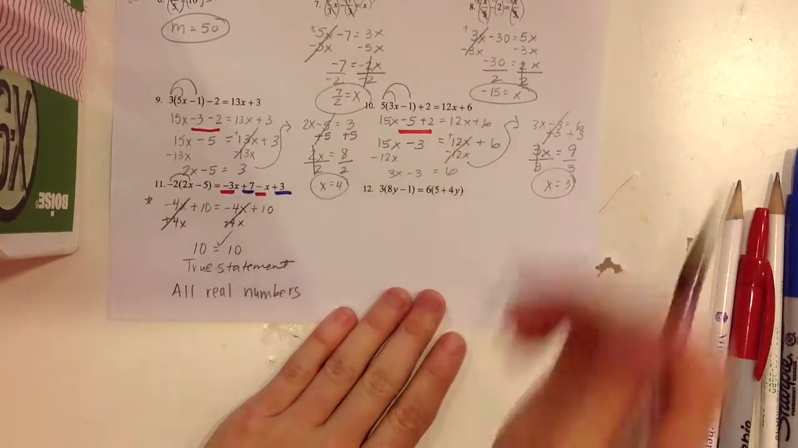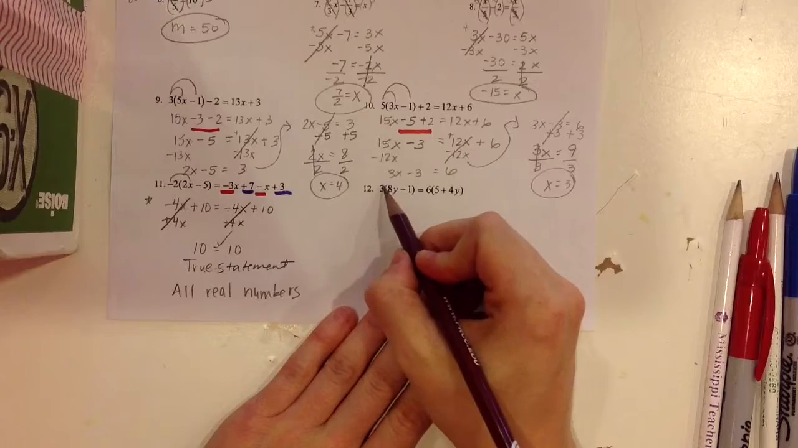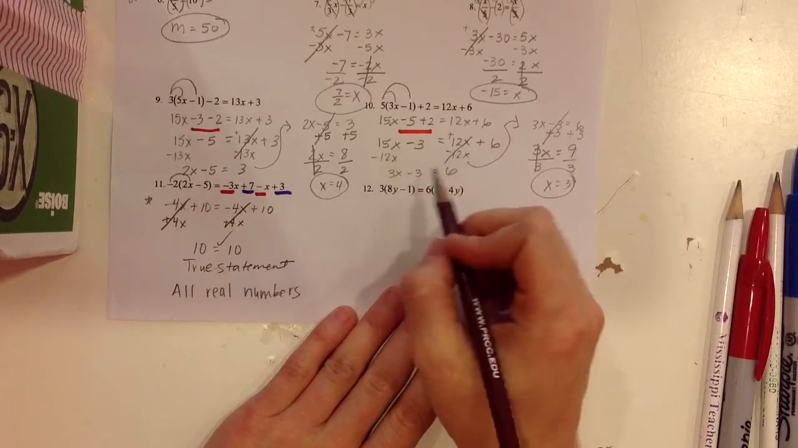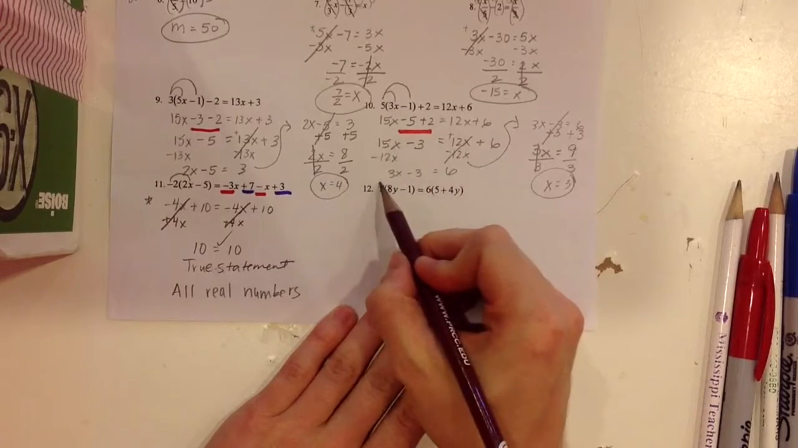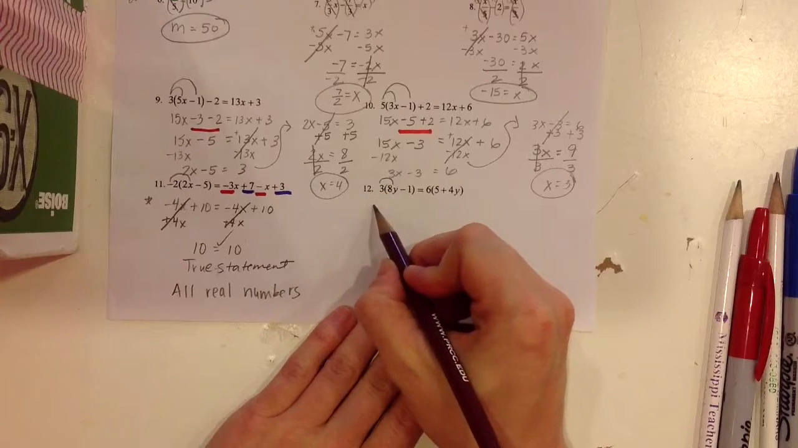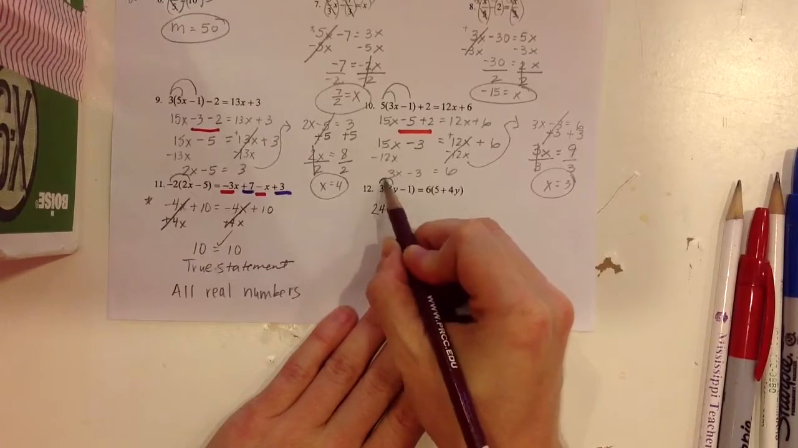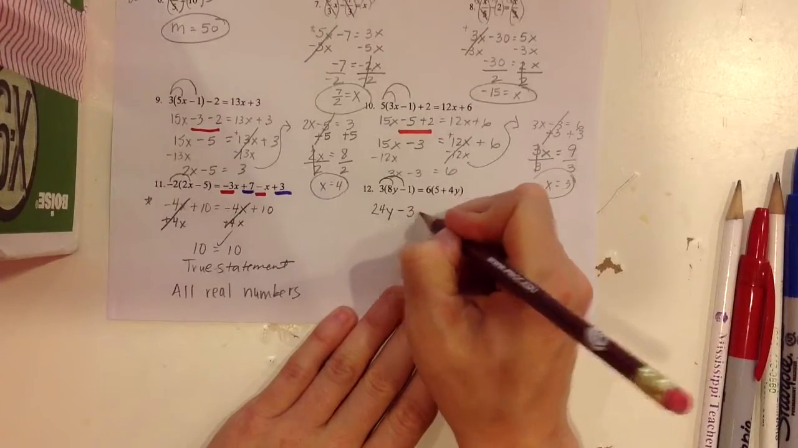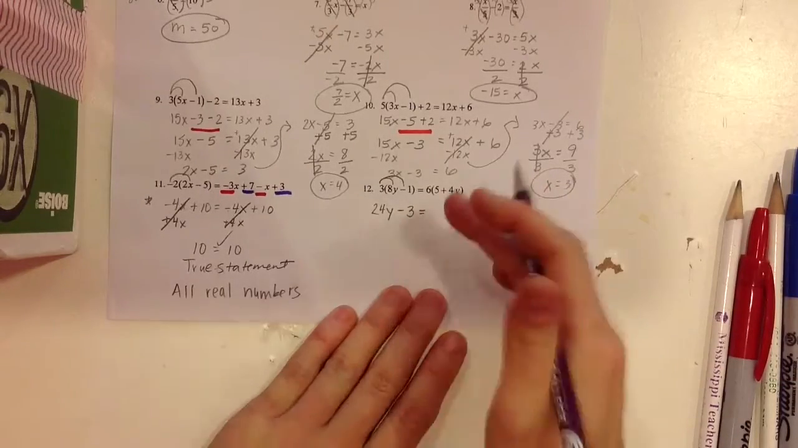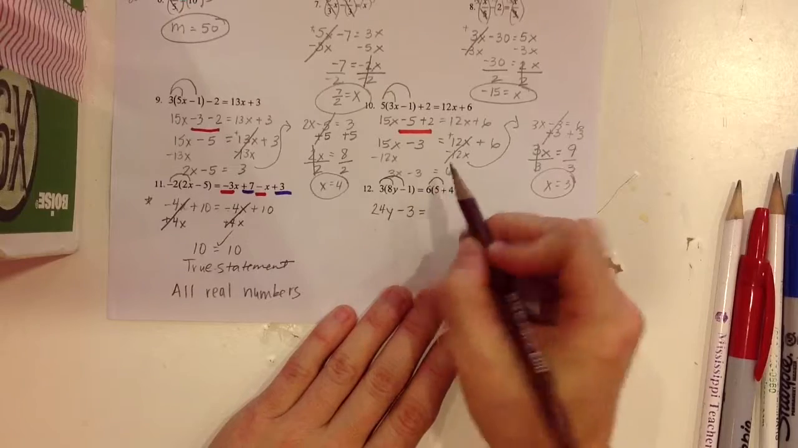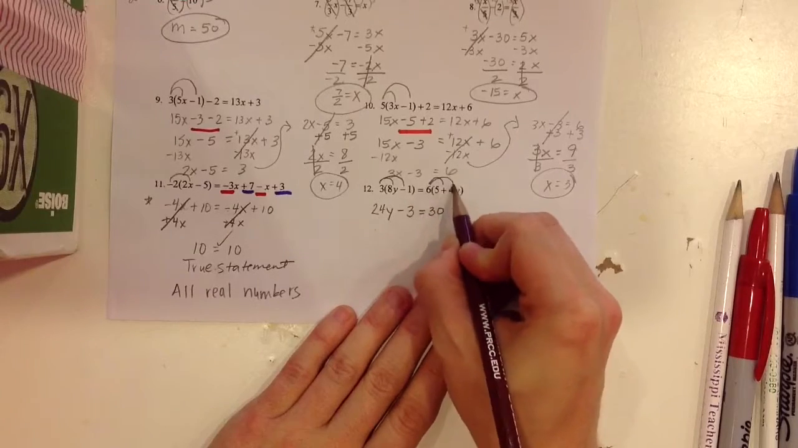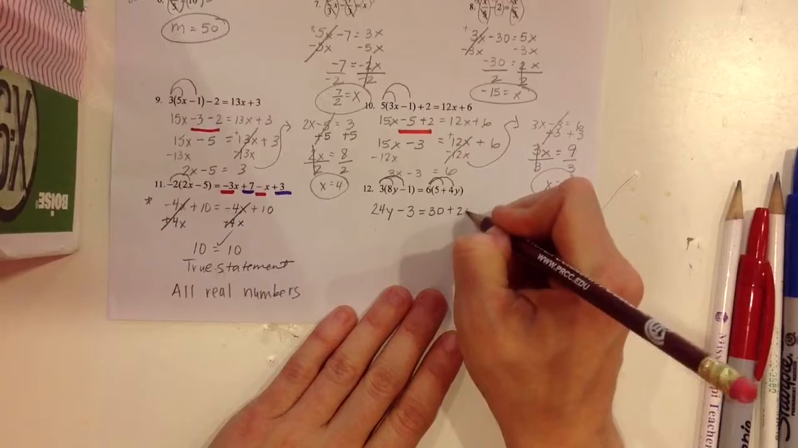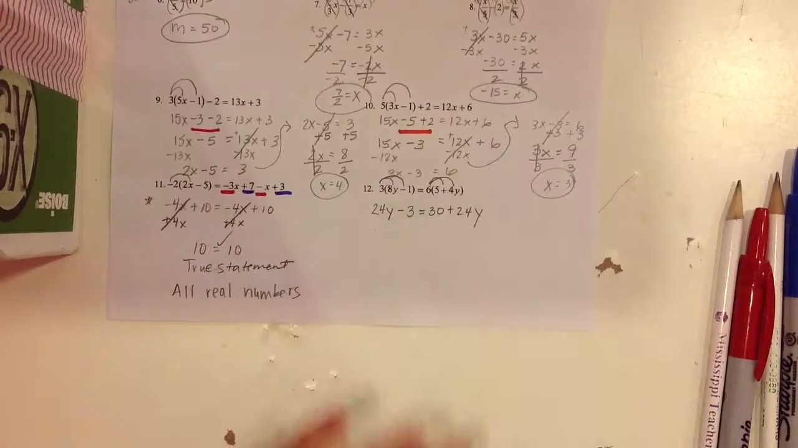So again, solving this equation, I'm going to get rid of the parentheses by using the distributive property. So I'm going to distribute the 3 to the 8y, and I get 24y. The 3 to the negative 1 gives me negative 3. Do the same thing on the other side. I have 6 to the 5, and that gives me 30. The 6 to the 4y gives me a positive 24y. Now, it might not be as easy to see in this step as it was in 11 because it's not exactly the same, and that indicates you do not have a true statement.